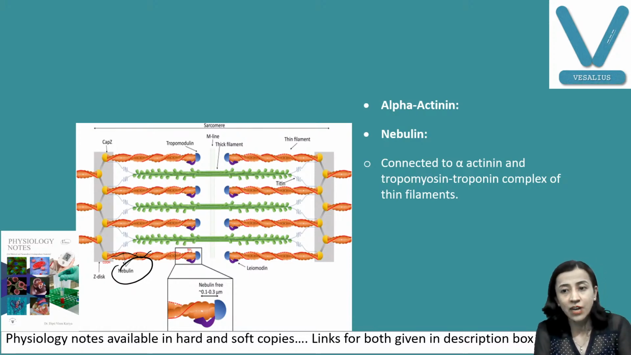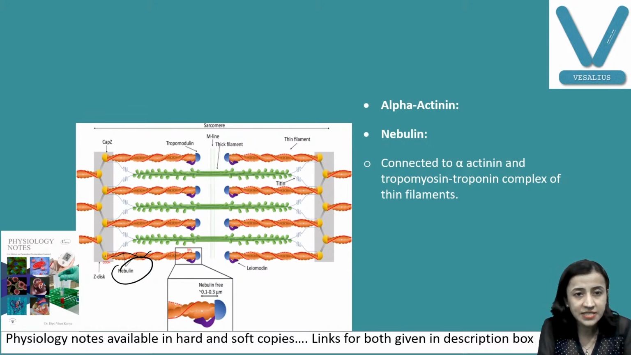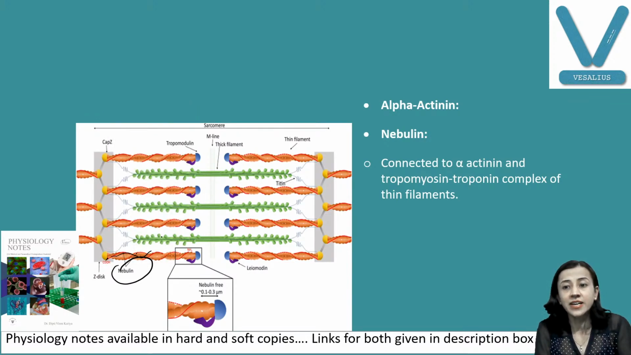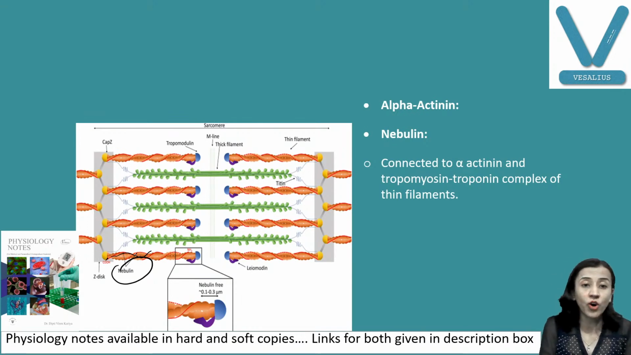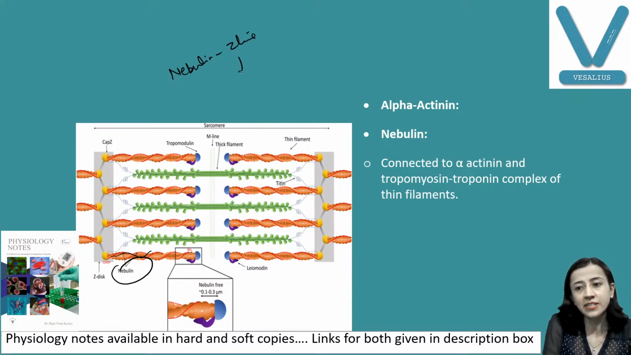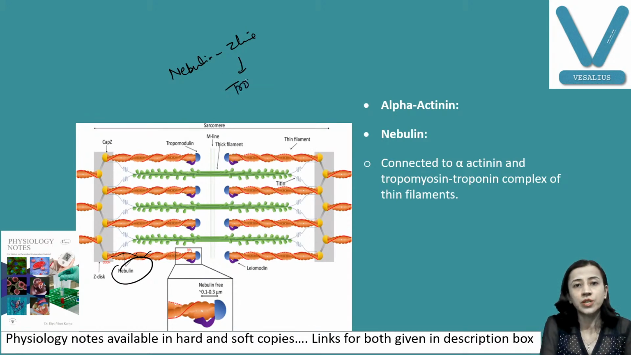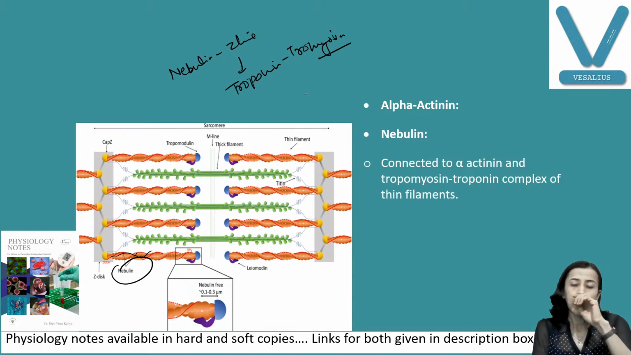to the actinin, in the area of the Z line, you can see here at the Z line, to the actinin. Okay, and at the other end they are attached to the tropomyosin troponin complex of the thin filament. So nebulin is attached to the Z line on one side and on the other side to the troponin tropomyosin complex. Fine. So we have discussed anchoring proteins.